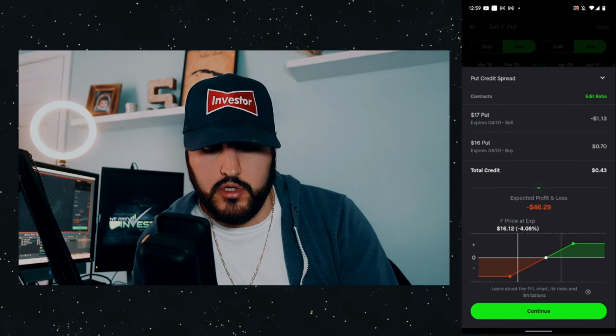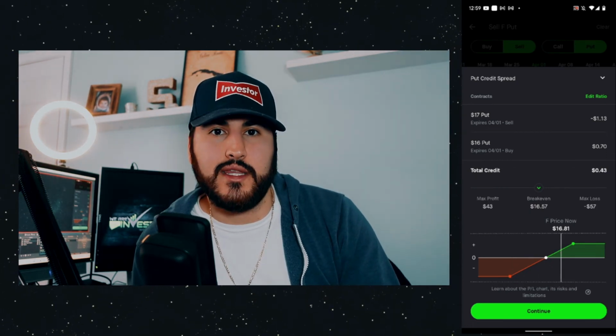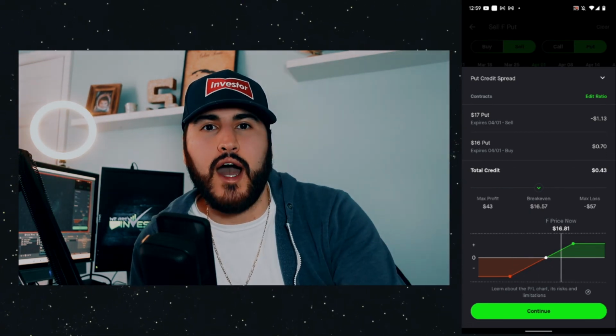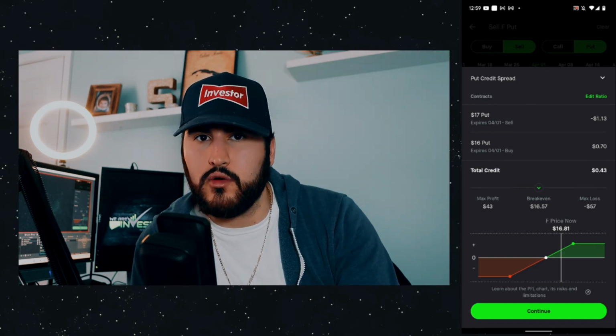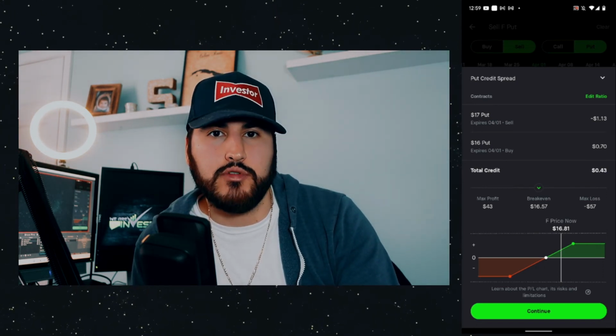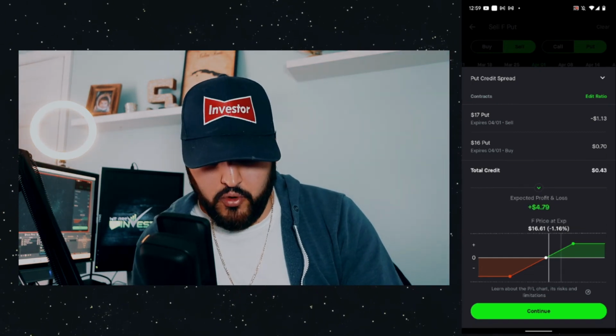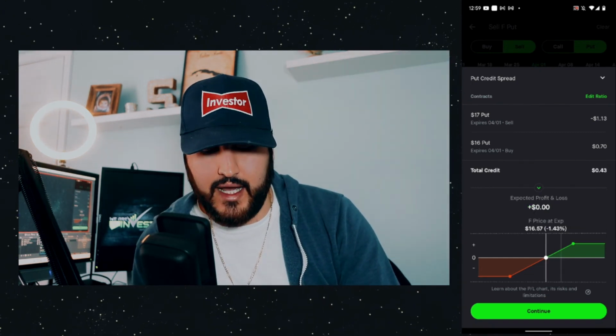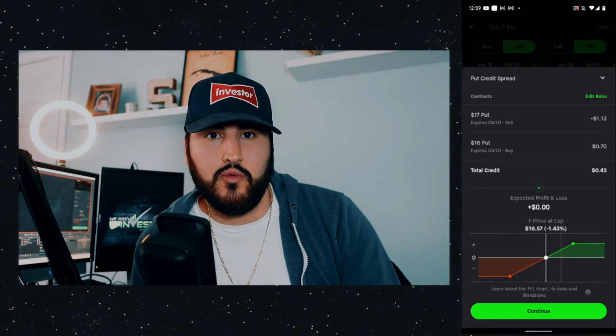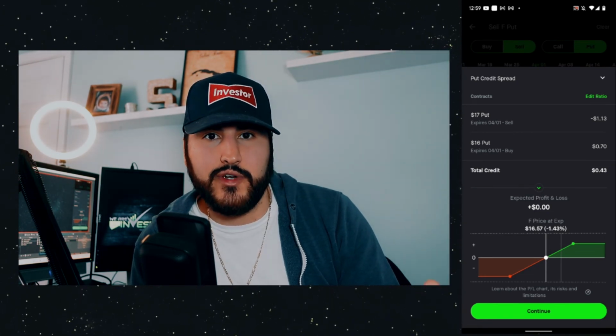That's why this is a bullish trade, because we think the stock is either going to stay flat, move higher, or just drop a little bit if we pick put options that allow that to happen. And in this case, we did. Now, our break even is at $16.57, which is basically where the stock is trading right now.